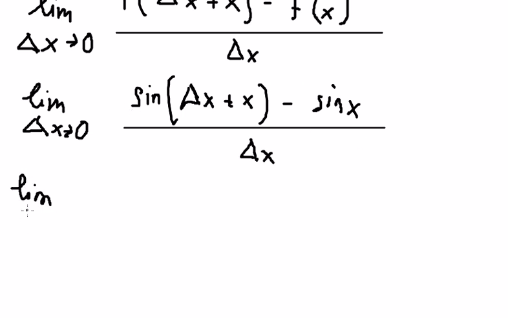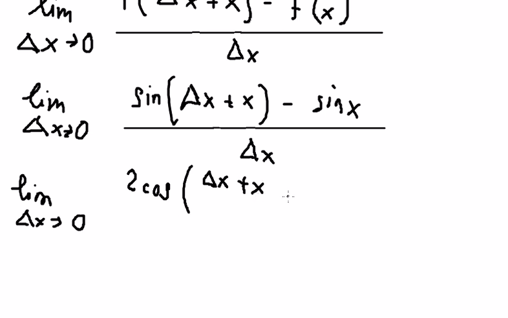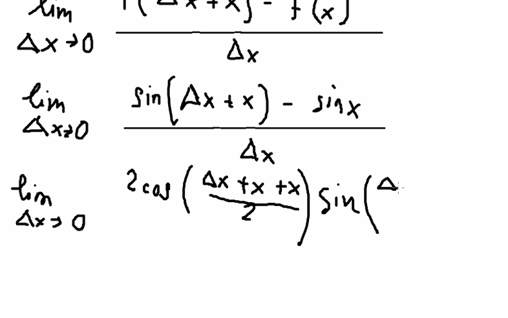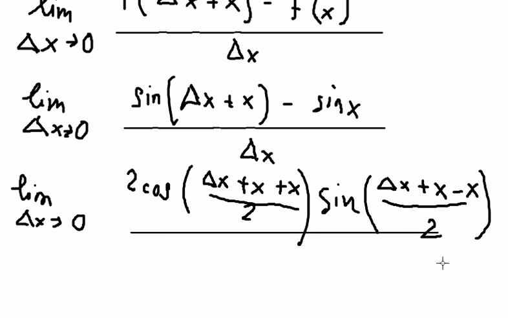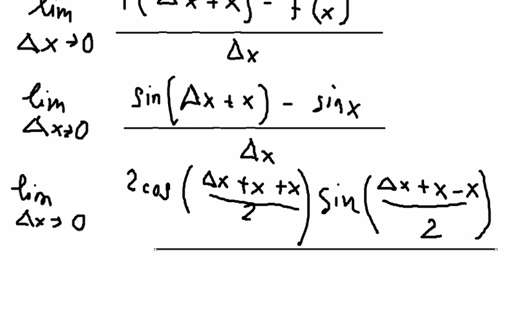So you will got 2 cosine of (delta s plus s plus s) over 2, multiplied with sine of (delta s plus s minus s) over 2, divided by delta s.